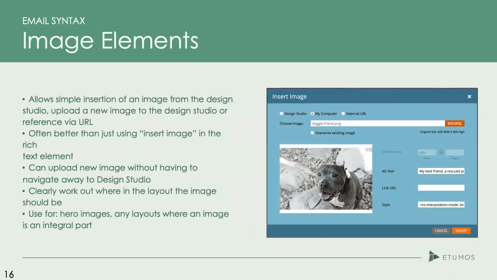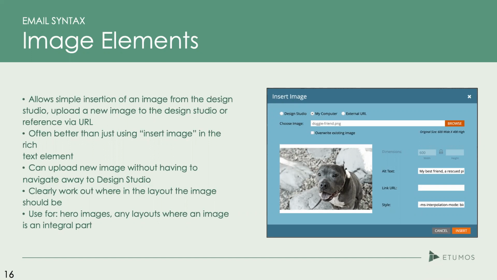An image element provides a simple means of inserting an image in the layout. Users will have the option of selecting an image from the design studio, uploading a new image, or referencing the URL of an image stored elsewhere online. In most cases, it's a better choice than expecting users to leverage the Insert Image toolbar button in the rich text element. For one thing, you can upload a new image without having to navigate away to Design Studio and then back to the email editor.